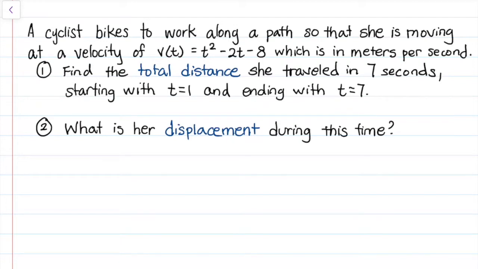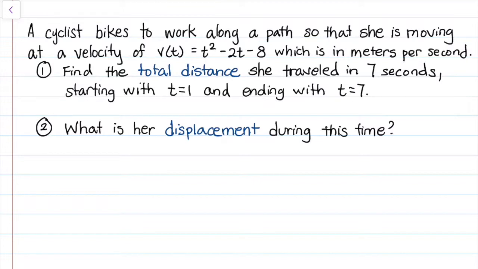A cyclist bikes to work along a path so that she is moving at a velocity of v(t) equals t squared minus 2t minus 8, written in meters per second. We want to find out the total distance she traveled in 7 seconds, starting with t equals 1 and ending with t equals 7. In addition, we want to know what her displacement is during the same period.